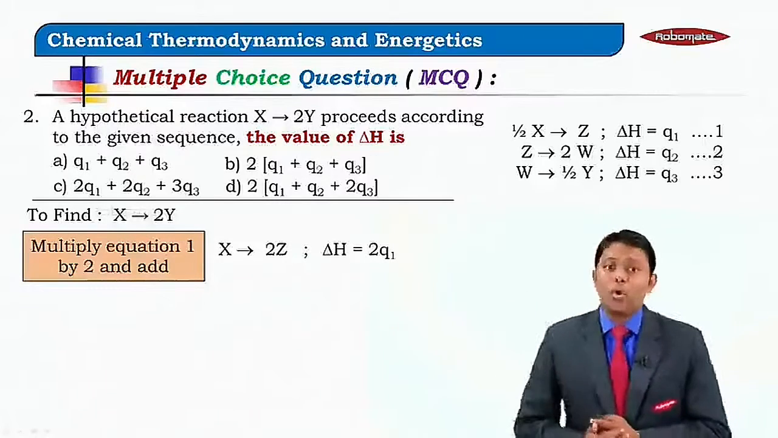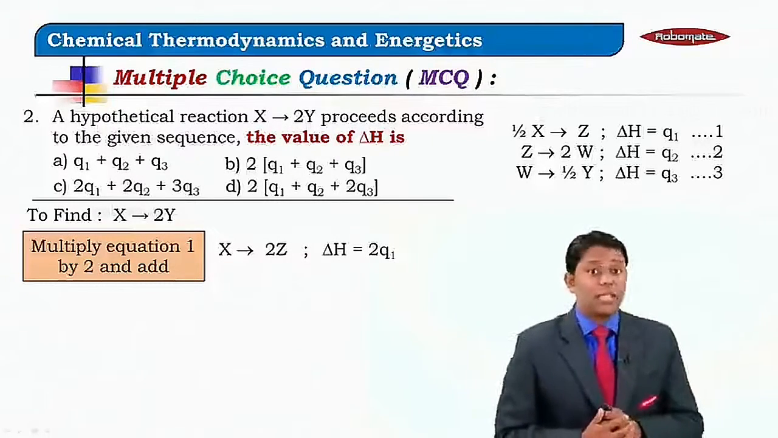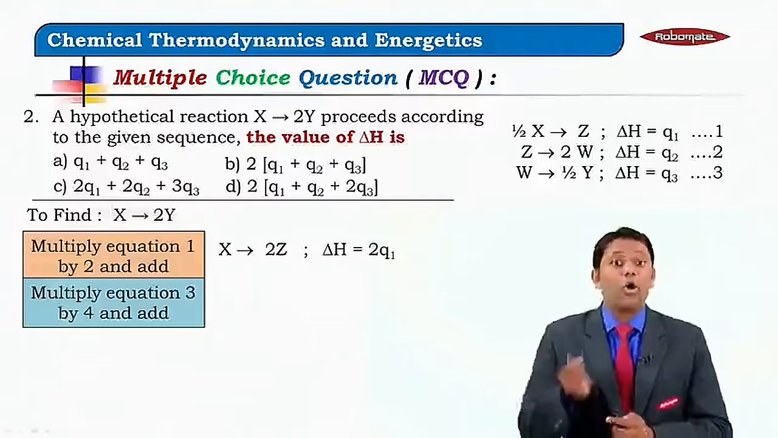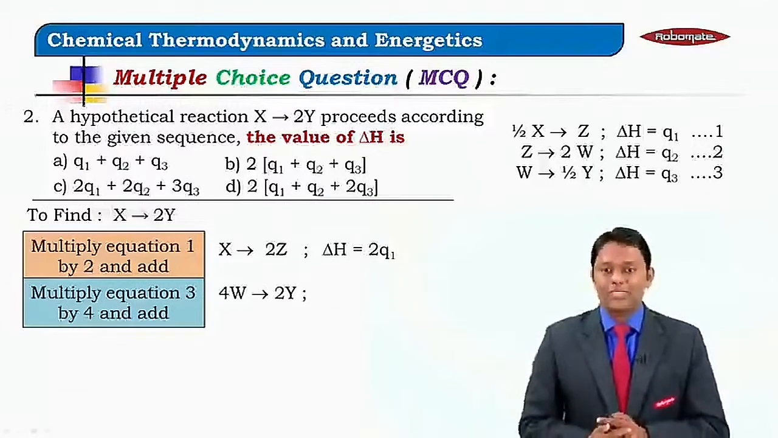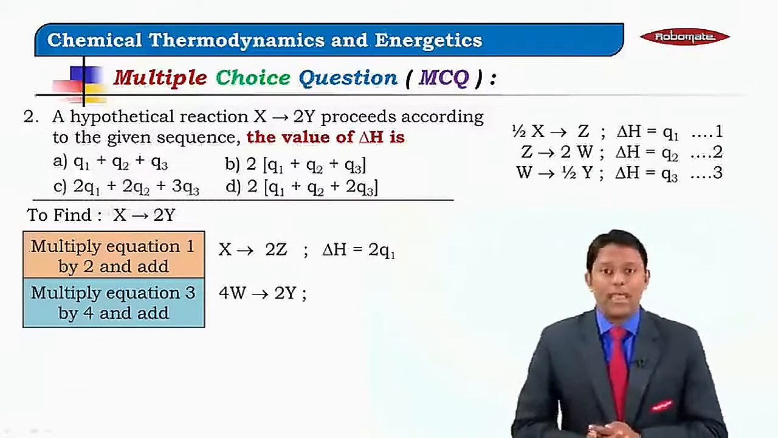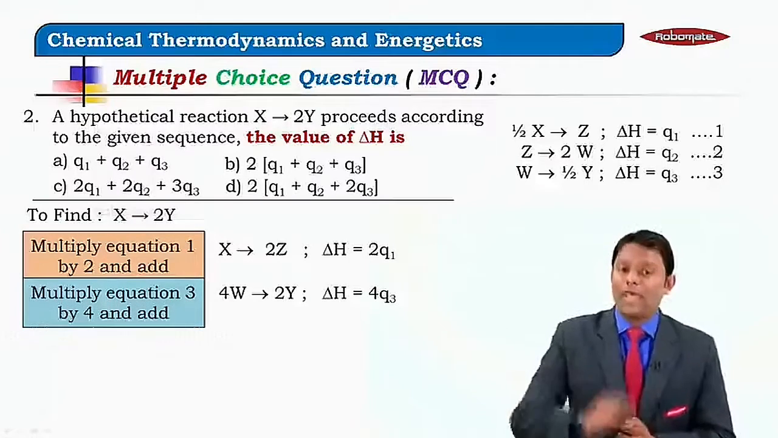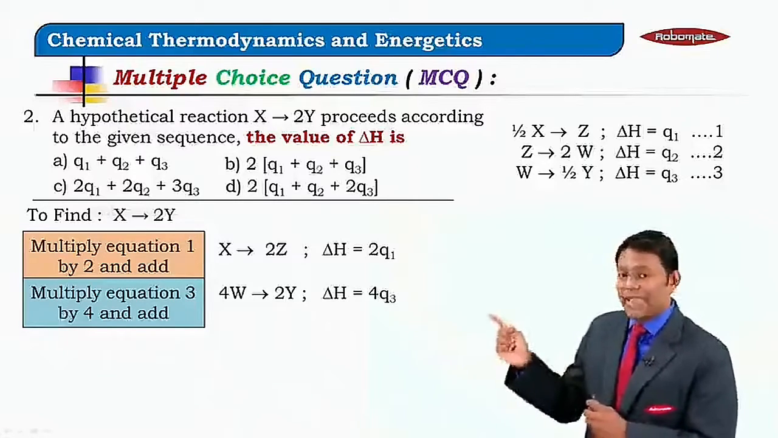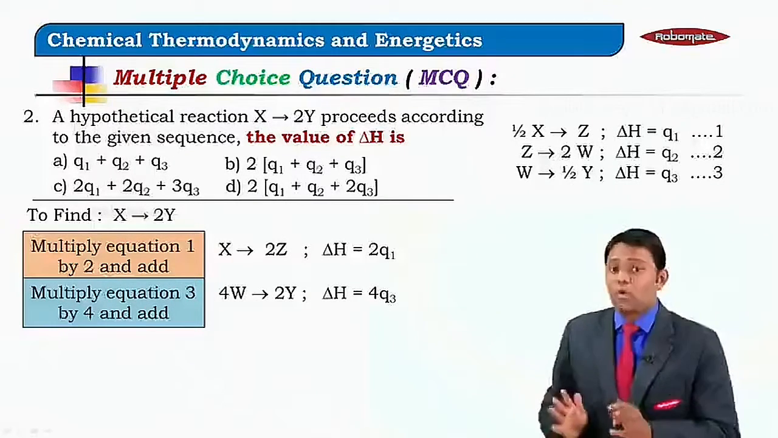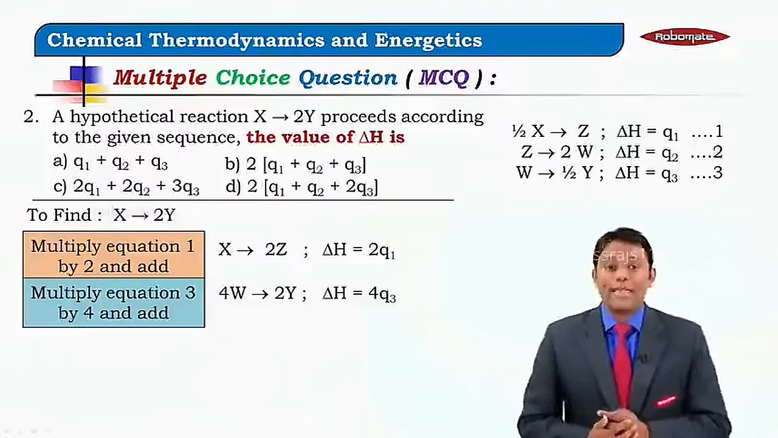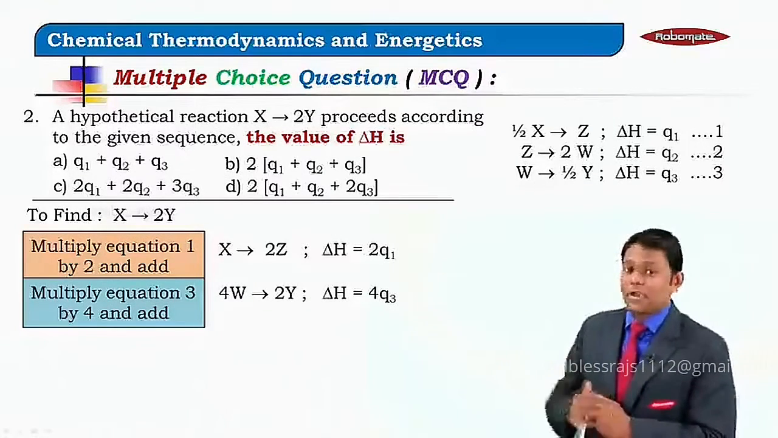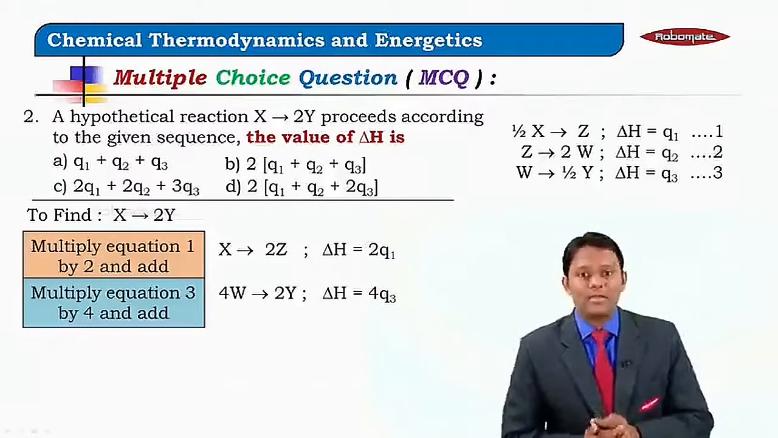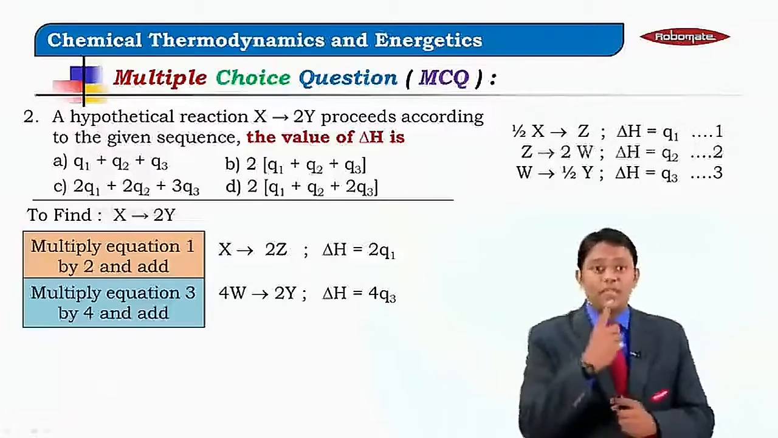Now we want 2Y, and Y is there in equation number 3. So if we want 2Y, we have to multiply equation number 3 by 4. Only then we get the value of Y as 2Y. That means 4W gives you 2Y. Then the delta H value will also become 4 times, that is 4Q3. That means we got the given data. We have got X, we have got 2Y, but we do not want Z and W. So for that, one of the Z is present on the product side, and in equation number 2 we have Z on the reactant side. But what we want is 2Z, and what is given is 1Z.